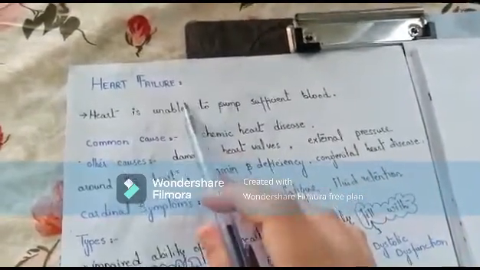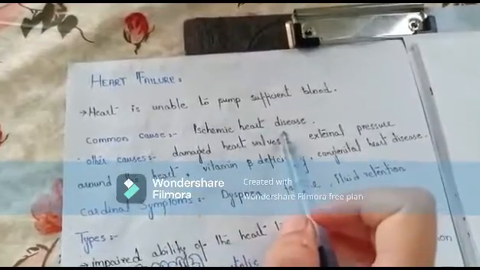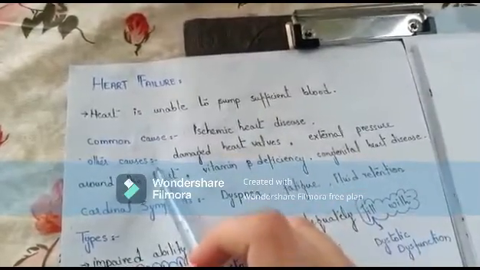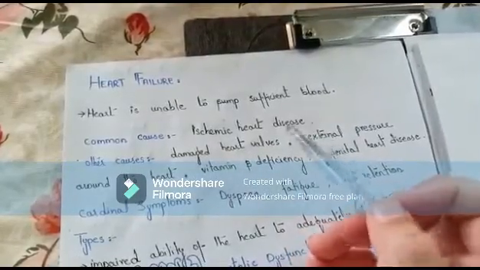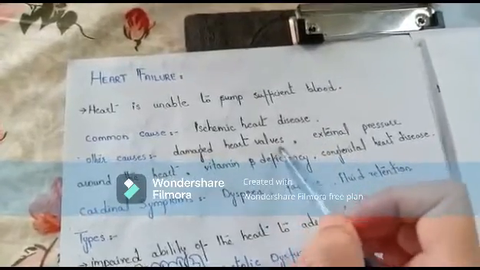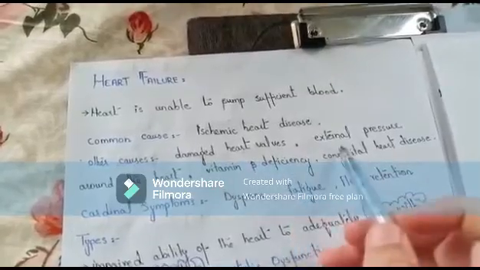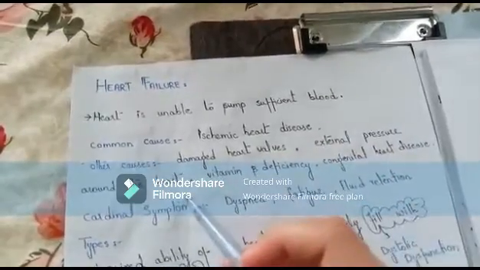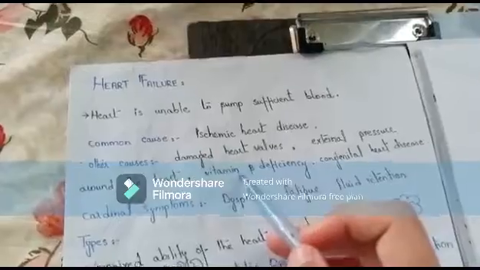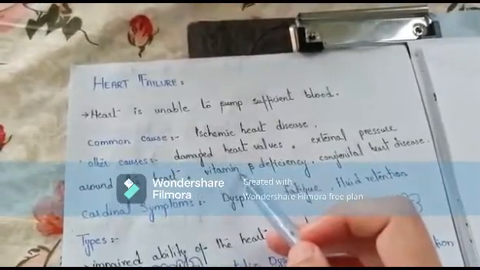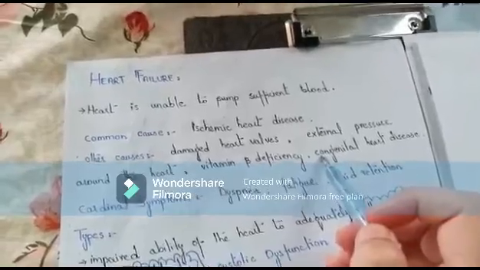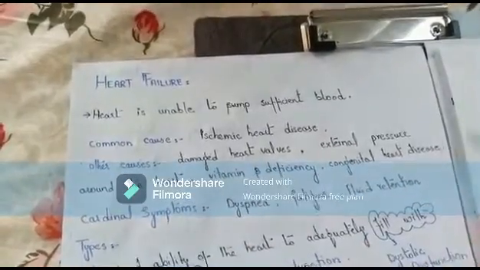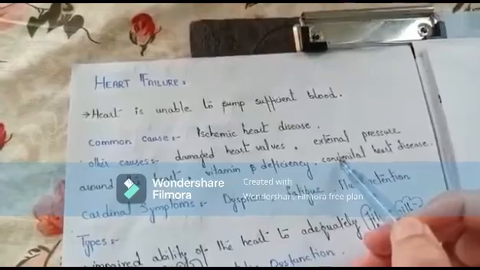So in heart failure, the common cause is ischemic heart disease, and other causes also contribute. These may include damage to the walls of the heart, external pressure around the heart, or vitamin B deficiency. Congenital heart disease means those heart diseases which a child acquires through birth.